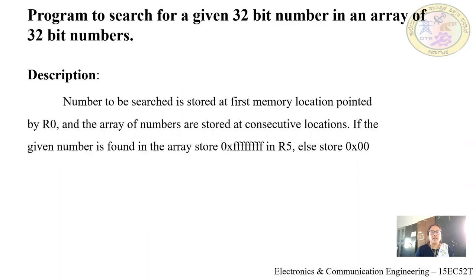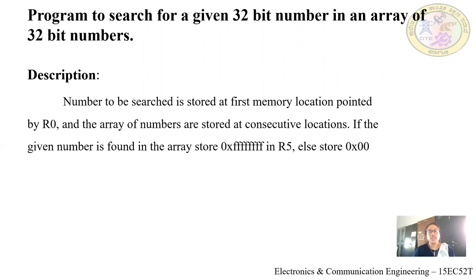We'll see. So the first program is a program to search for a given 32-bit number in an array of 32-bit numbers. So there is an array of 32-bit numbers and we need to search for a given number, whether that number is present in that array or not. The description of the program is, the number to be searched is stored at the first memory location pointed by R0. So we're using R0 as a pointer register to point to the memory location where these numbers are stored. And the array of numbers are stored at consecutive locations, one after the other.